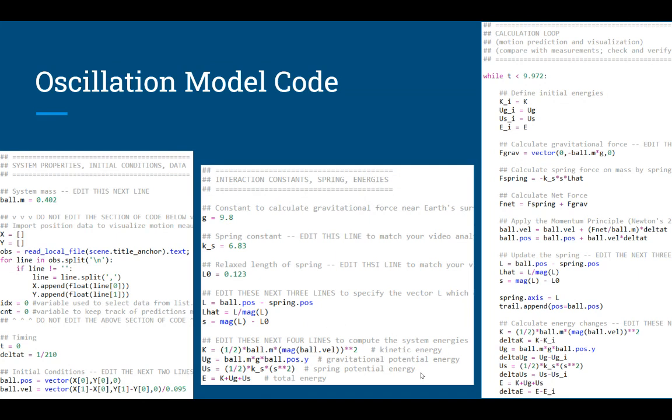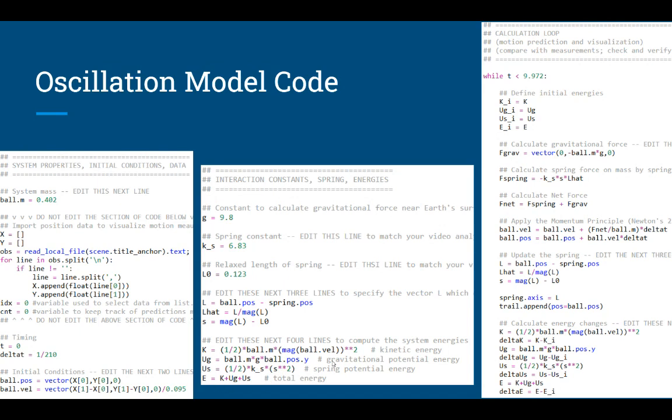Down here is our actual energy equation. So we have kinetic energy, which is 1/2 times the mass of the ball times the magnitude of the ball's velocity squared. For gravity, it's the mass of the ball times g times the ball position in the y. And then for Us, it is going to be 1/2 ks s squared. So that's going to be for our spring potential. And then total energy is all of these added up.